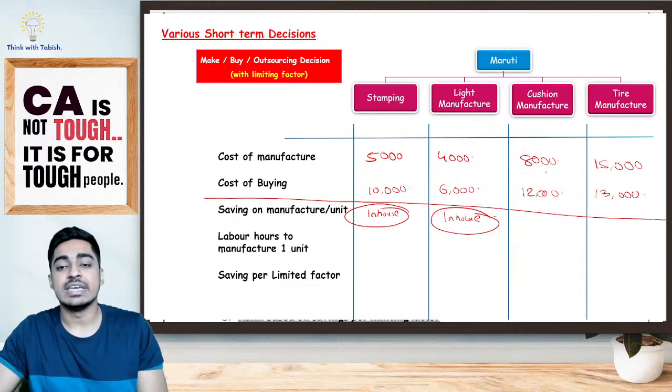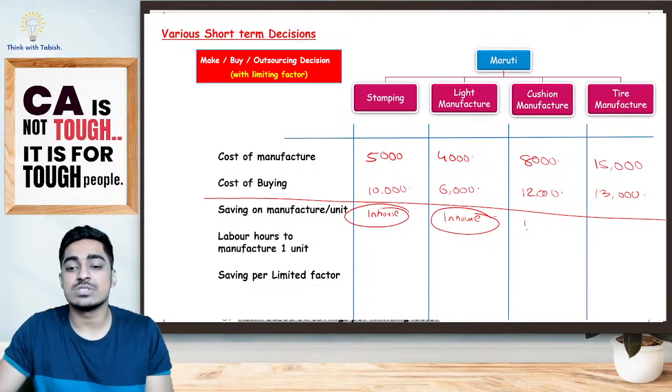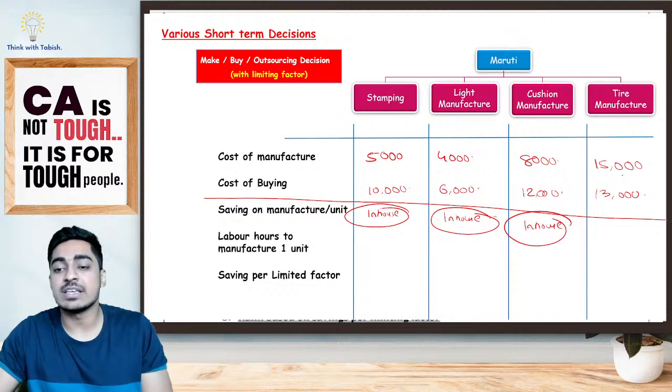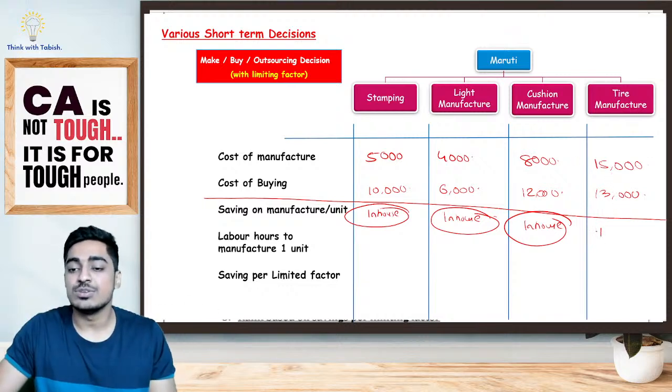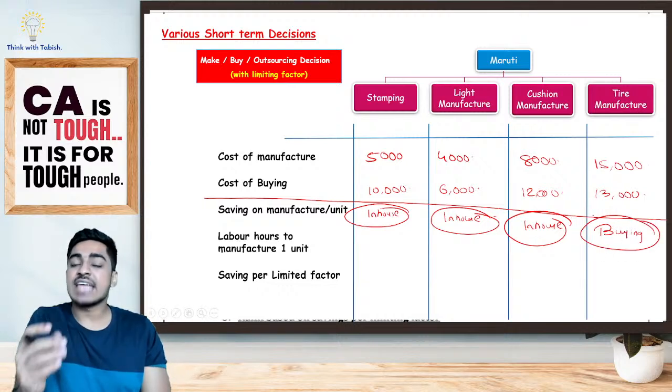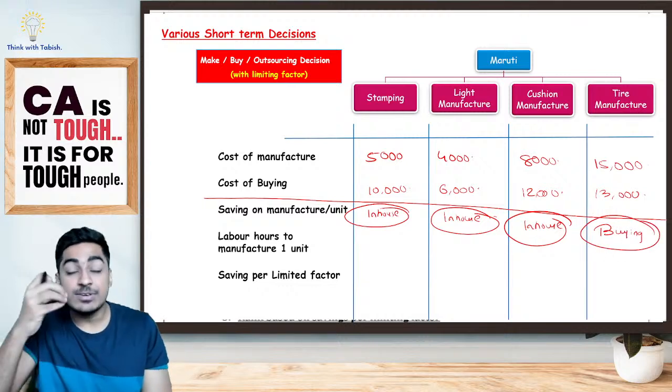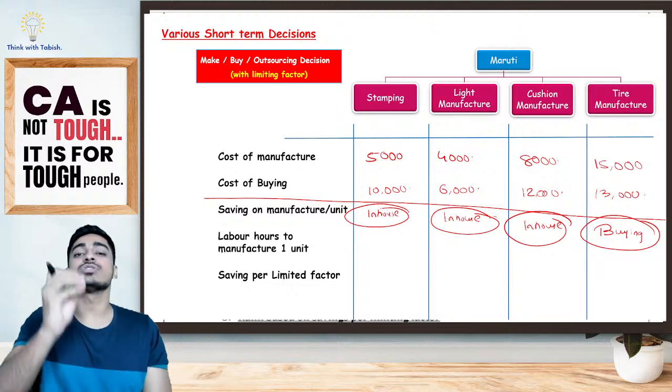Thirdly, cushion. In-house is 8,000. Outside is 12,000. The decision is we should be doing it in-house. Tire: if you are manufacturing in-house, 15,000. If you are buying it from outside, 13,000. The decision is we should be buying it from outside. This is the standard decision which we would have taken if there was no limiting factor.